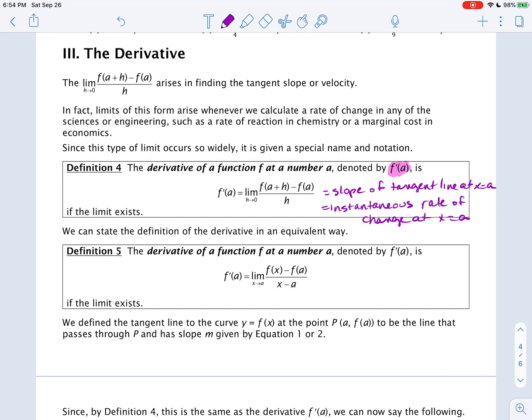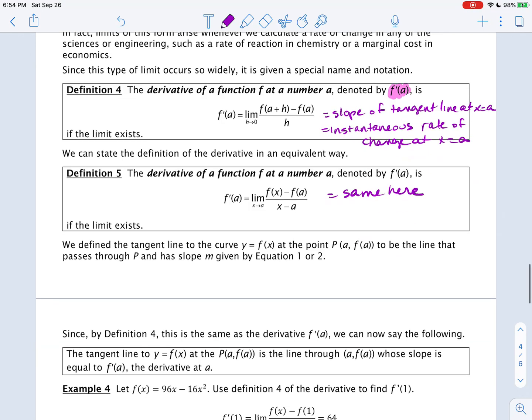Okay. If you're only finding one, the derivative of a function, this is the same here. This is the slope of the tangent line at x equal to a. It is the instantaneous rate of change at x equal to a. And it is going to give you a number. Good. So we define the tangent line to the curve at the point P to be the line that passes through P and has the slope given by these two equations.